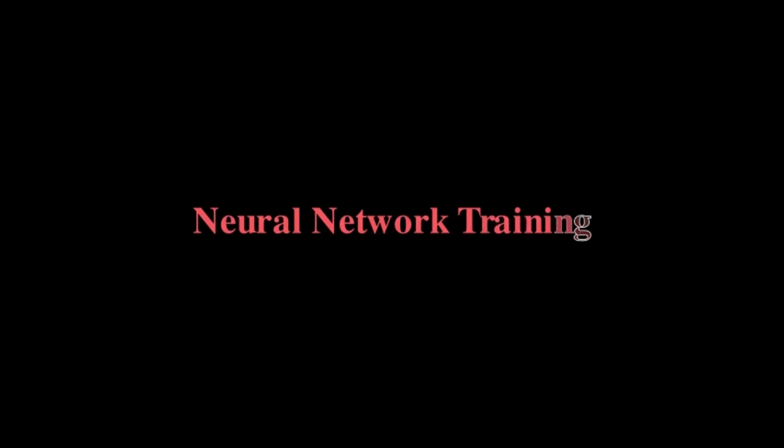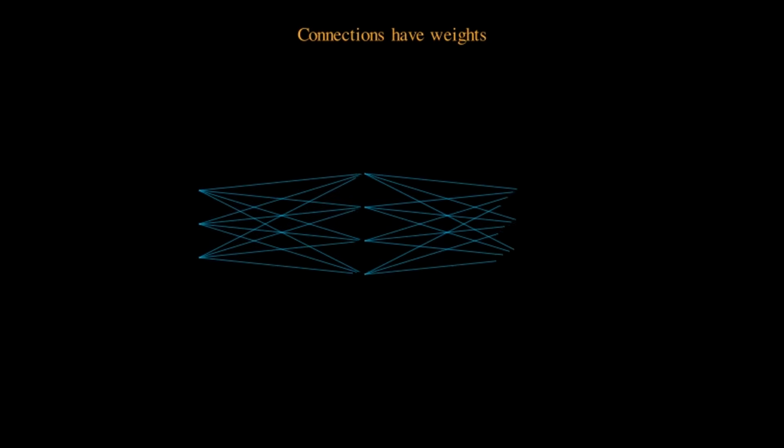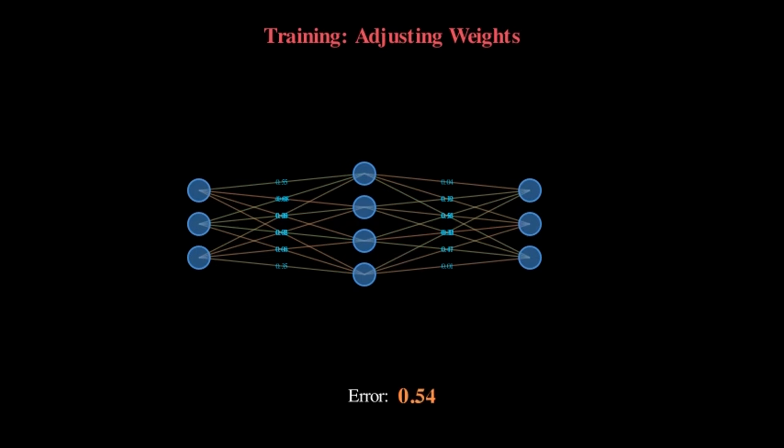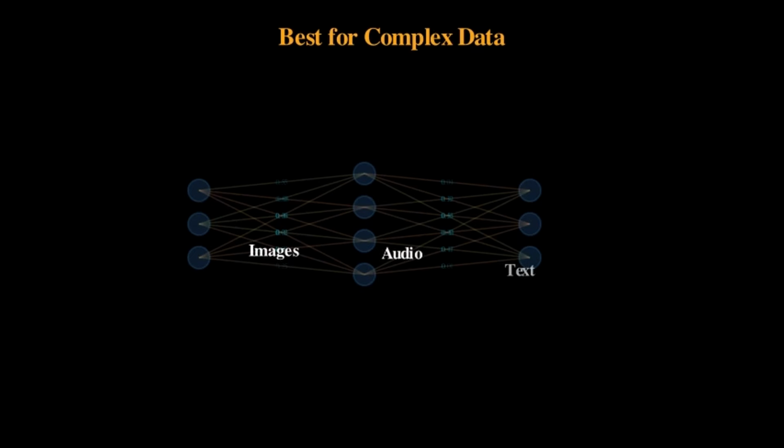The connections between neurons each have a weight, a number that determines how much influence one node has on the next. During training, the network adjusts these weights to minimize its errors, gradually getting better at making predictions. Neural networks are best used when your data is complex and high-dimensional, such as images, audio, or text, where traditional algorithms struggle to find patterns on their own.